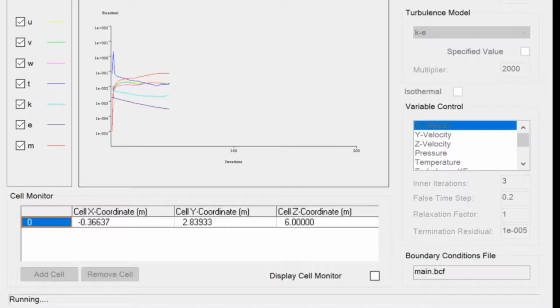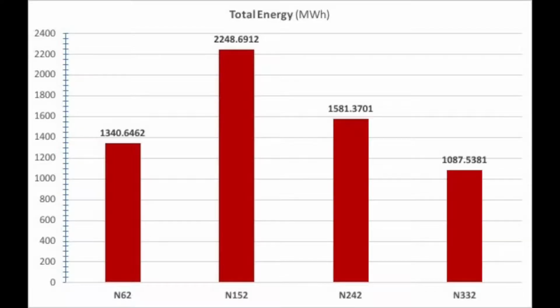In order to find a favorable orientation, a number of values were extracted and compared. The main values of interest are total energy consumption, total carbon emissions, and solar gains of the main spaces. When comparing energy side by side for the 4 scenarios, it's clear that N332 is the best to go with.